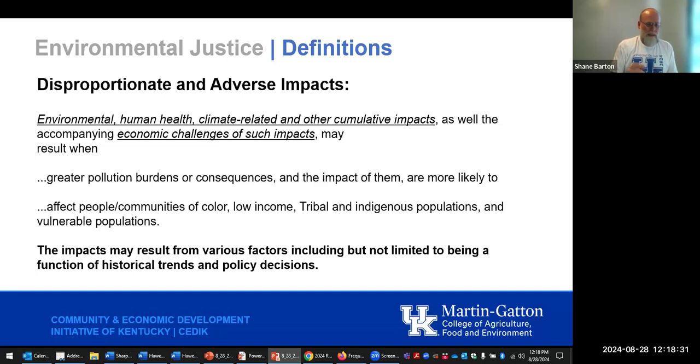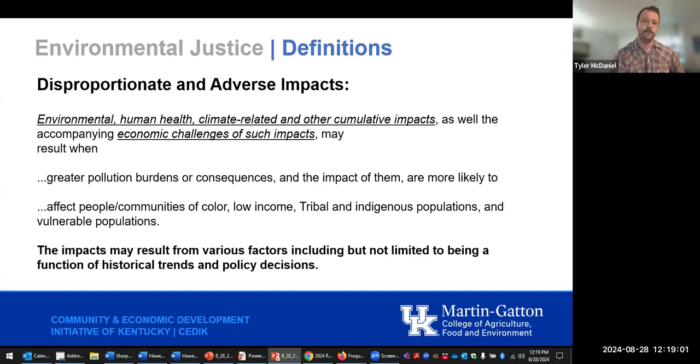But really, the thing that I want to stick here is this idea that the impacts really can result from a bunch of factors. And really what we're looking at here is, again, that involvement and what may have precipitated those in either historic trends or policies that did not necessarily involve the folks who were most impacted or experienced those adverse impacts from those sites.